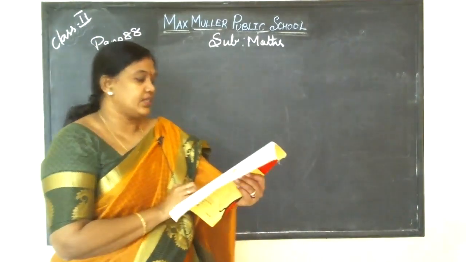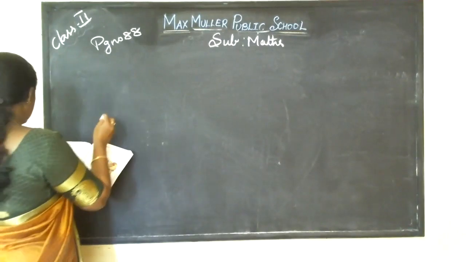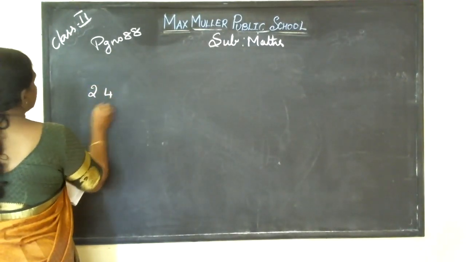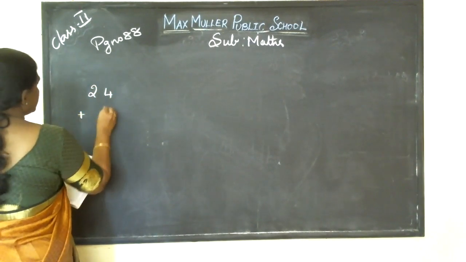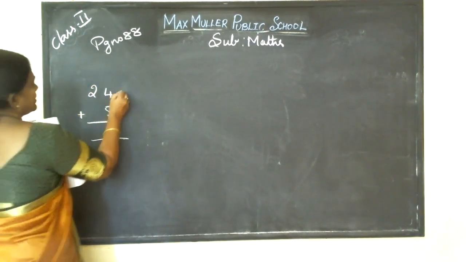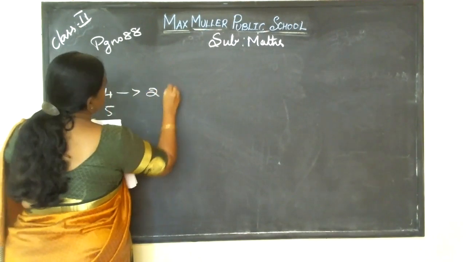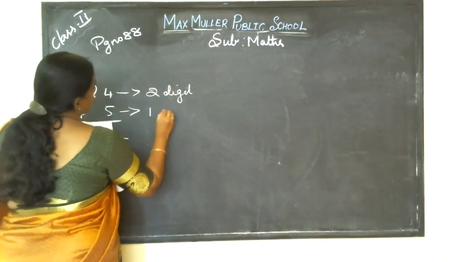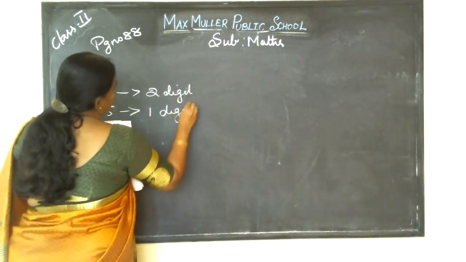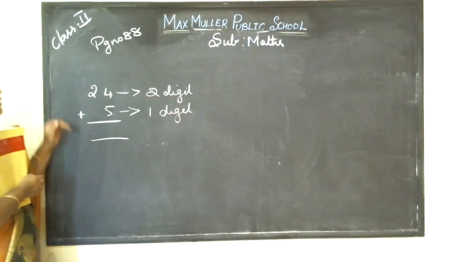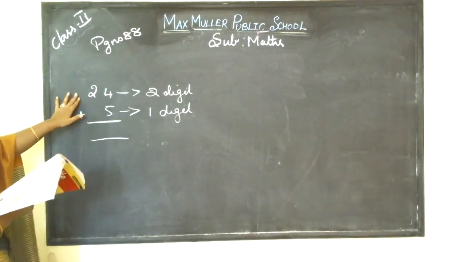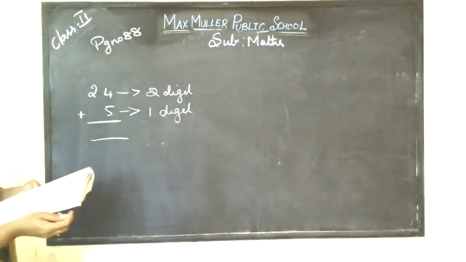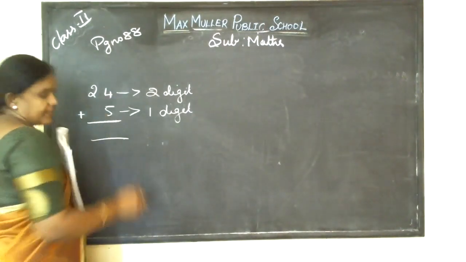Exercise 2 we finished. In that, what did we learn? 2-digit and 1-digit. See, this is 2-digit, 1-digit. Last class we learned this 2-digit and 1-digit number. This class we will go to exercise number 3, page number 89.